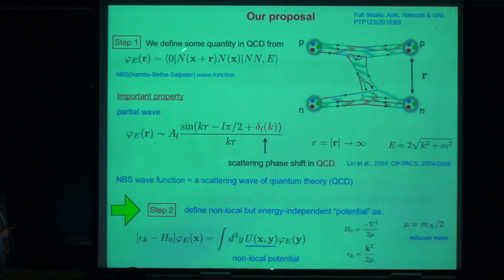First, we define some quantity in QCD. It's a little bit difficult, we call it the Nambu-Bethe-Salpeter wave function, which is defined from some QCD state and some operator. But the most important property of this quantity is that as the distance between two nucleons, R, becomes very large, it becomes a free wave, but with some phase shift delta.